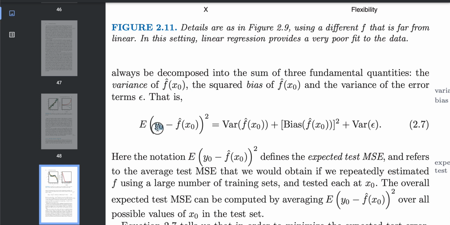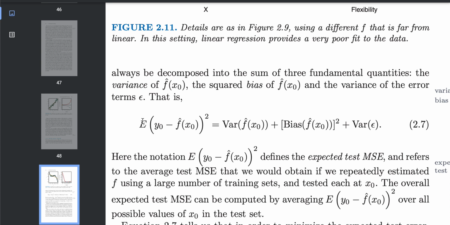Imagine x0 and y0 being new data points that we see tomorrow. We have a data set, and based on that data set, we are estimating this function f hat, and tomorrow we get a new data point x0, which we haven't seen, which wasn't used to estimate f hat, and we plug it in here, and then we see how well we do in average squared.